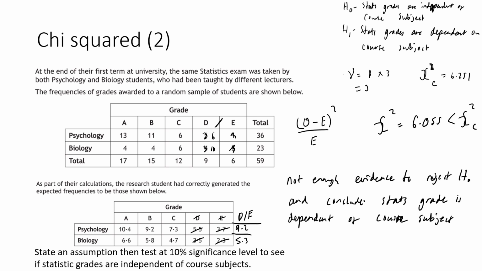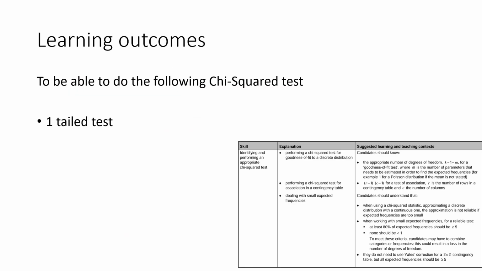So the main step I'm going to teach you for this question was collapsing columns. Everything else was the same as the last question. Now you should be able to do a chi-square test.